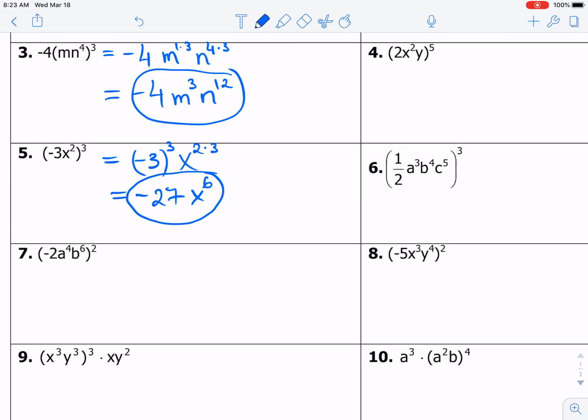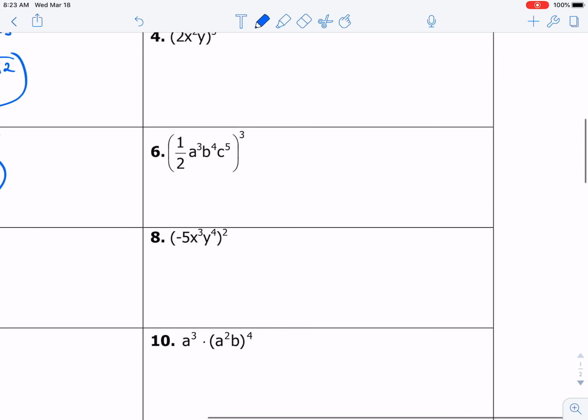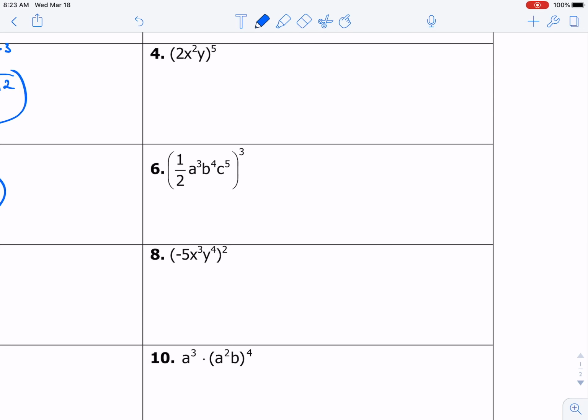Now for number 6, we have a fraction. That is the kryptonite of every student. So we have 1 over 2 a cubed b to the 4th power c to the 5th power, all quantity cubed. So here, we're going to apply the exponent to each term, okay? So 1 over 2 cubed, a to the 3 times 3, b to the 4 times 3, and c to the 5 times 3.